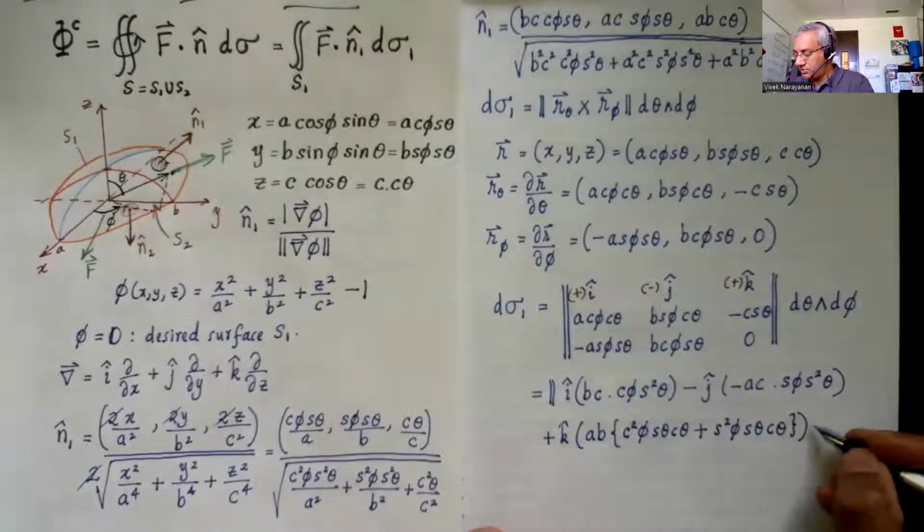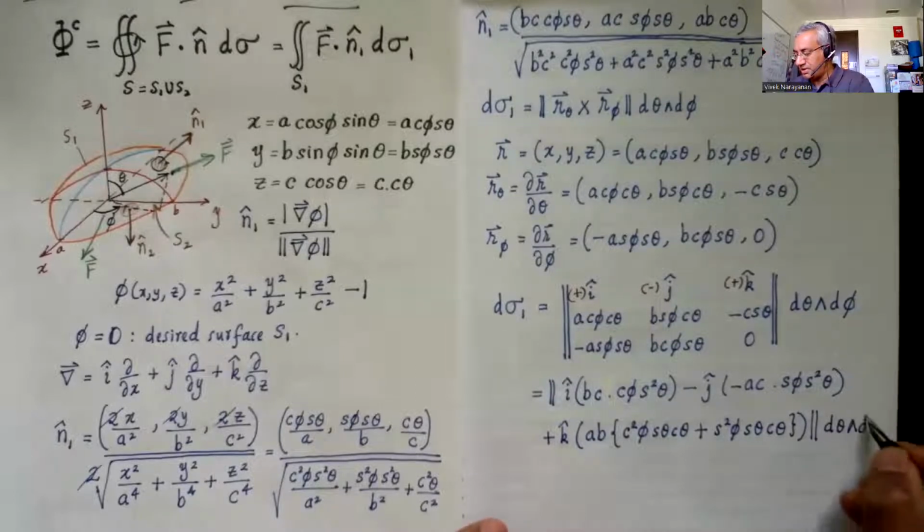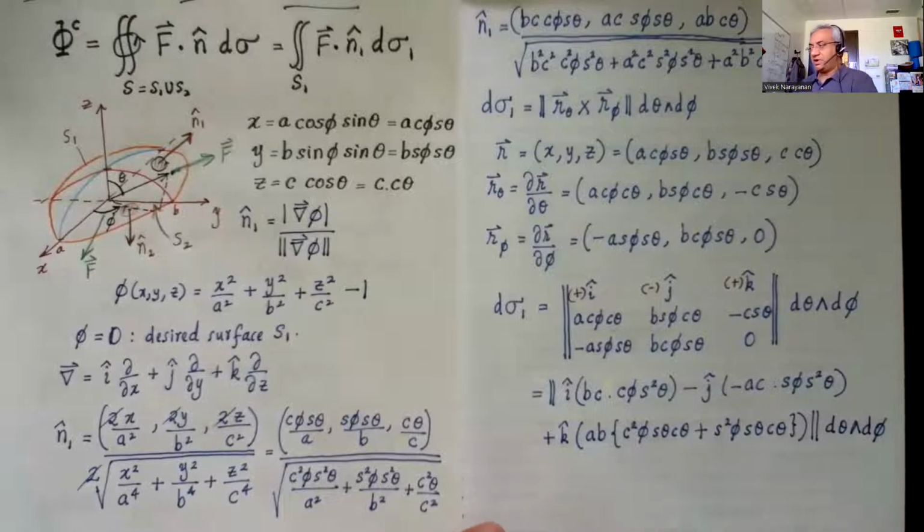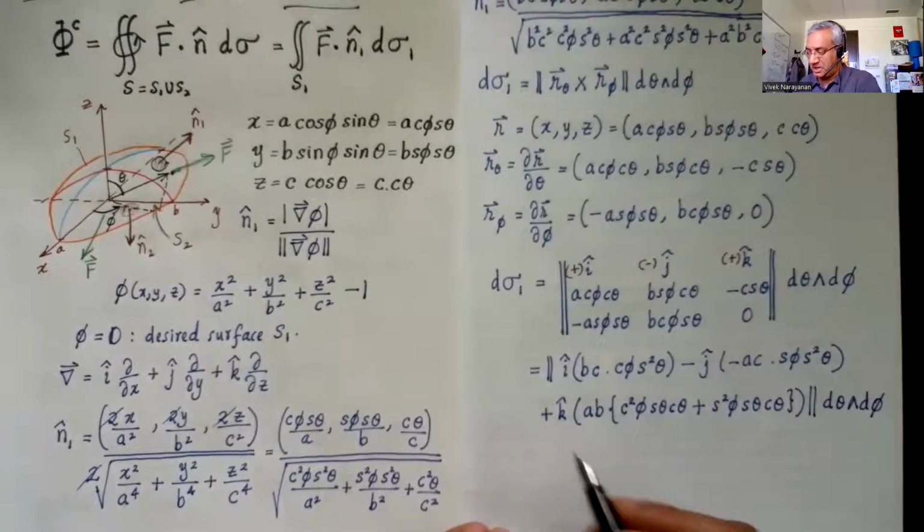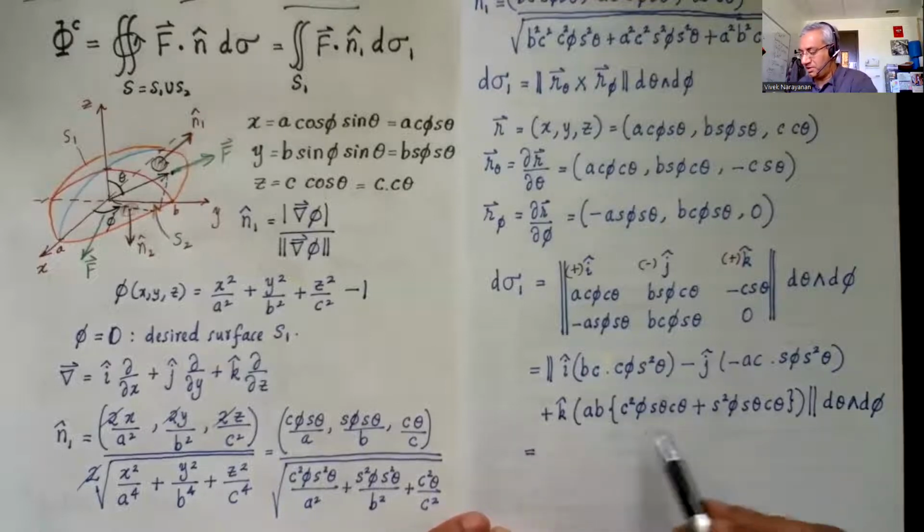Close parenthesis, close norm, d theta wedge d phi. All right, almost there. The norm is the square root of the square of everything inside. So let's do that. By the way, here you notice that sine squared plus cosine squared is 1, so we don't have to worry about that. Just write this last term as AB sine theta, cosine theta.